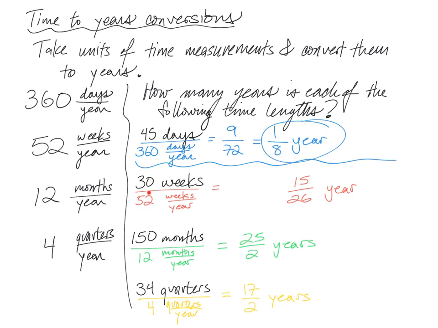30 divided by 52. The only number that I could see I could divide evenly into both 30 and 52 is 2. So I divided 30 by 2 and got 15. I divide 52 by 2 and get 26. So 30 weeks is 15/26 of 1 year. So very similar again here.